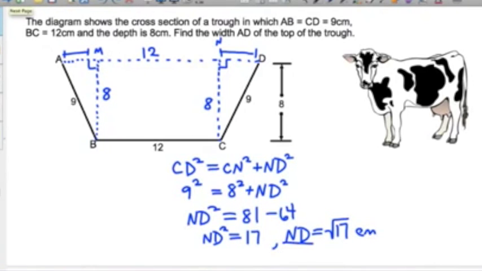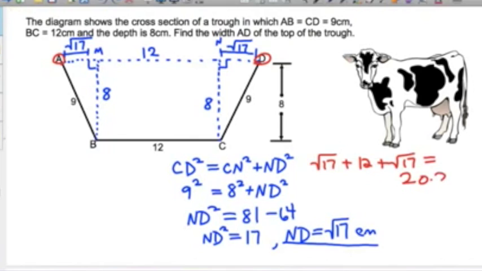So if I know ND equals square root of 17, then AM also has to equal the square root of 17. So what I can do to find the entire length from A to D is take the square root of 17 plus 12 plus the square root of 17 to get my final answer correct to 3 significant figures, again with some calculator magic, 20.2 centimeters. So the width of AD is 20.2 centimeters.